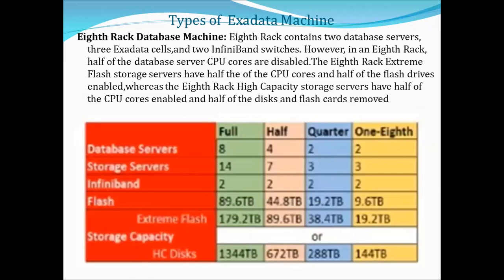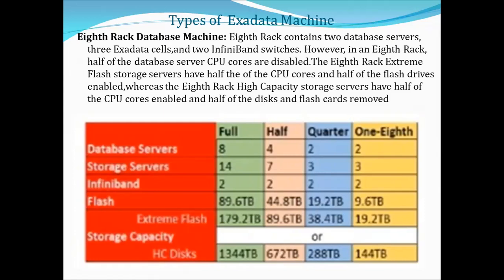Eighth rack contains 2 database servers, 3 Exadata cells, and 2 InfiniBand switches. However, in the eighth rack, half of the database server CPU cores are disabled. Eighth rack Extreme Flash storage servers have half the CPU cores and half the flash drives enabled, whereas the eighth rack High Capacity storage servers have half the CPU cores enabled, and half of the disks and flash cards removed. So these are the capacities of the Exadata machine.